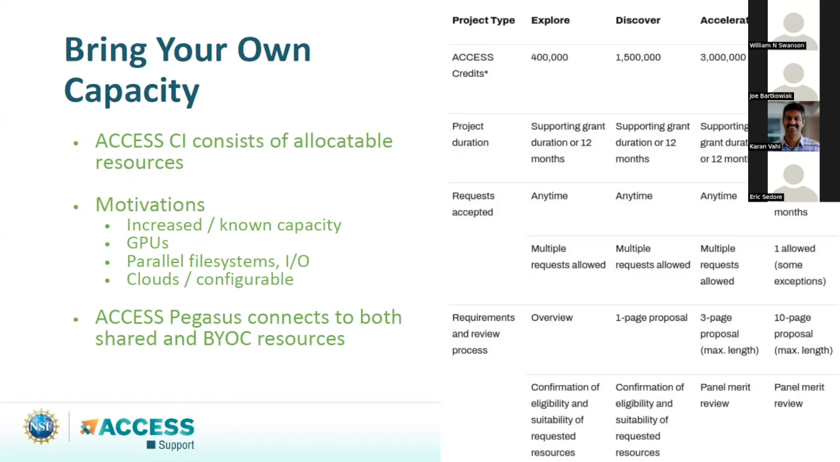So what are the motivations? Why do we care so much about bringing your own capacity? And why can't we just use OSPool all the time? Well, there are some advantages of these allocations. A lot of it has to do with increased capacity, but also different capacity, right? So maybe GPUs or some of these sites that have really good parallel file systems. So maybe I/O is important to you, and clouds with configurable resources.